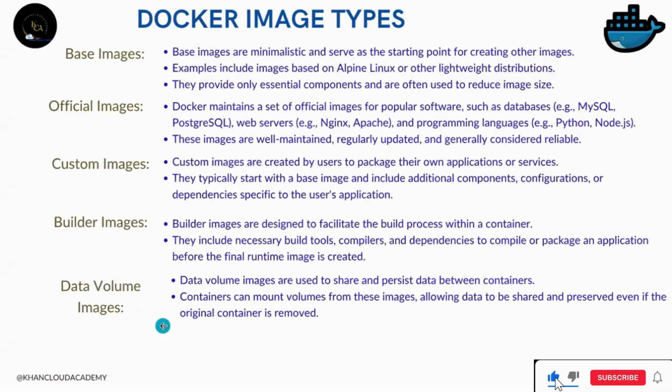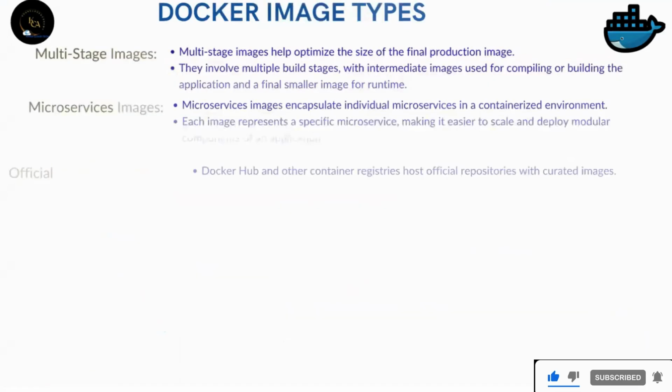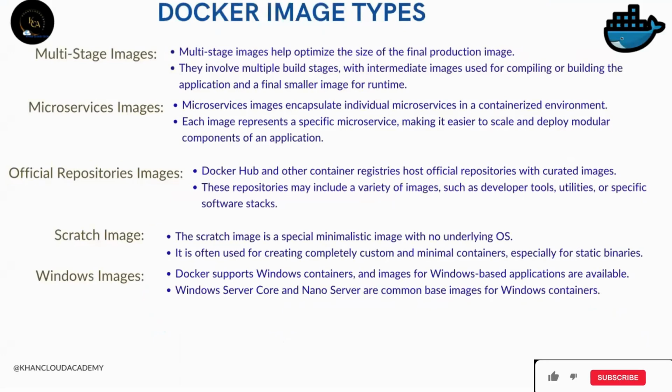Data volume images. Data volume images are used to share and persist data between containers. Containers can mount volumes from these images, allowing data to be shared and preserved even if the original container is removed, right? More on Docker image types. Multi-stage images help optimize the size of the final production images. They involve multiple stages, with intermediate images used for compiling or building the application and a final smaller image for runtime. Microservices images encapsulate individual microservices in a containerized environment.